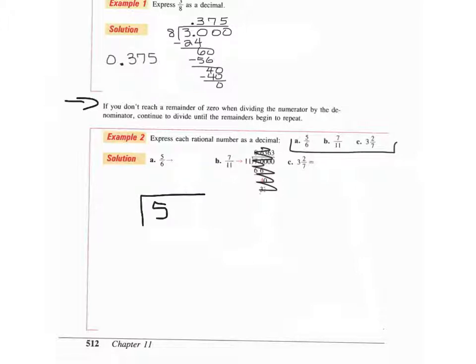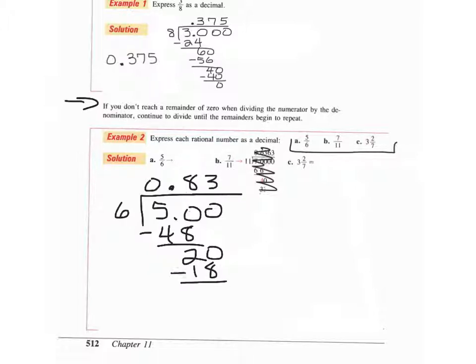So I'm going to put 5 in the division box, add a 0 behind it. The denominator goes outside the box. Bring the decimal point straight up. 6 won't go into 5, but it'll go into 50 8 times. 8 times 6, 48. Subtract. Put another 0 there because I did not get a remainder of 0. 6 will go into 20 3 times. Multiply. Subtract. Notice I keep getting the same number. So now I can start to see that I'm going to get a repeating number.